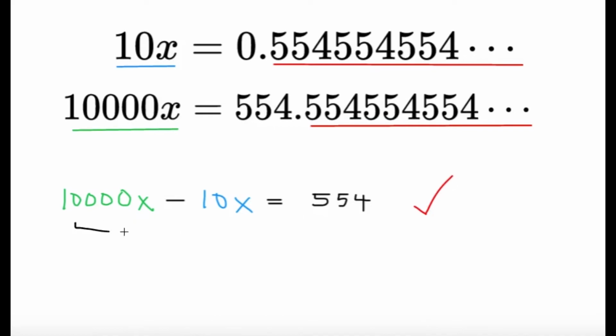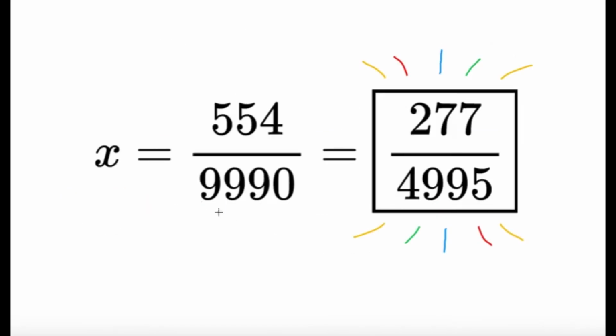So 10,000x minus 10x, that's 9,990x. And we know this is equal to 554. All we have to do is divide both sides by 9990. So x equals 554 over 9990. Dividing both sides by the GCD of the two numbers, which is 2, we're going to end up with 277 over 4,995. And this will be our final answer.